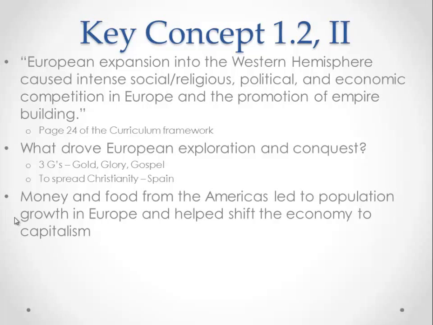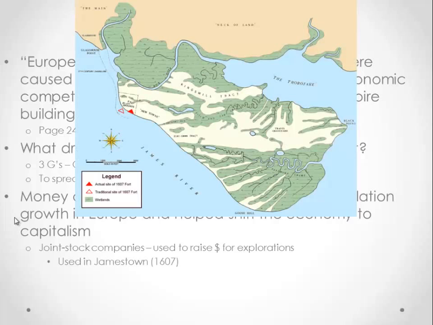And money and food from the Americas led to population growth in Europe, and this helped shift the economy to capitalism. Again, these new foods from the Western Hemisphere go over to the Eastern Hemisphere and lead to a population explosion. You also have the creation of joint stock companies, which will be used especially by Britain, and this was used to raise money for explorations. And Jamestown is a famous example of a joint stock company. And here's Jamestown, which was founded in 1607 by the British, which is coincidentally the end of this time period. And that's when Britain plays a huge role in exploration in the Americas.